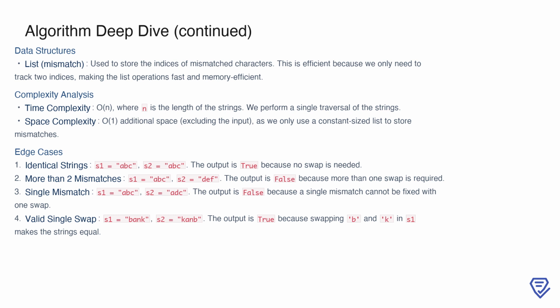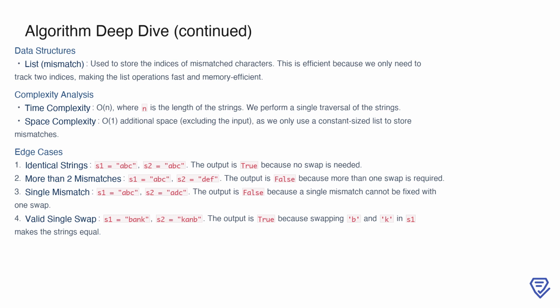Let's consider some edge cases to solidify our understanding. For identical strings, such as S1 equals ABC and S2 equals ABC, the output is true since no swap is needed. If there are more than 2 mismatches, as in S1 equals ABC and S2 equals DEF, the output is false because one swap cannot resolve that many differences. For a single mismatch, like S1 equals ABC and S2 equals ADC, the output is also false, as one swap cannot fix just one differing character.